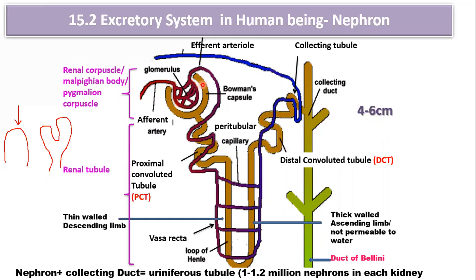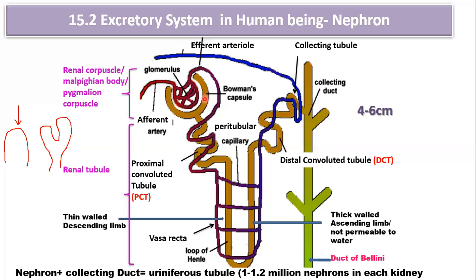Okay, the outer wall is called the parietal layer, which is also known as the visceral layer. All right, and there is a space between the outer and inner layers. There is a space. Can you see? That space is known as the capsular space or urinary space.